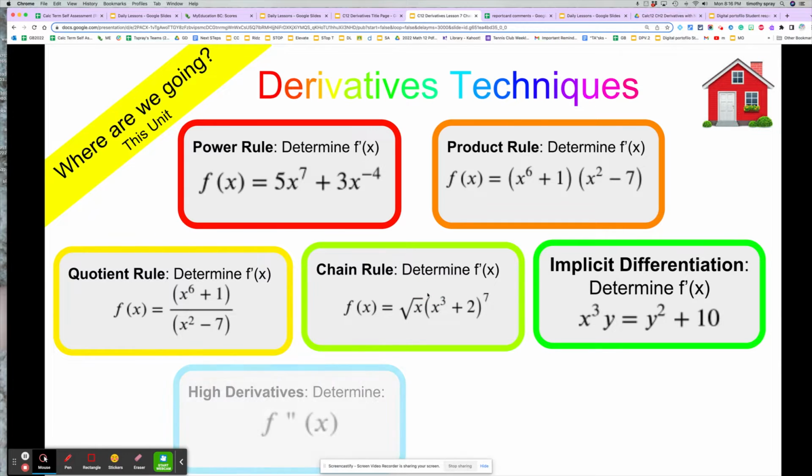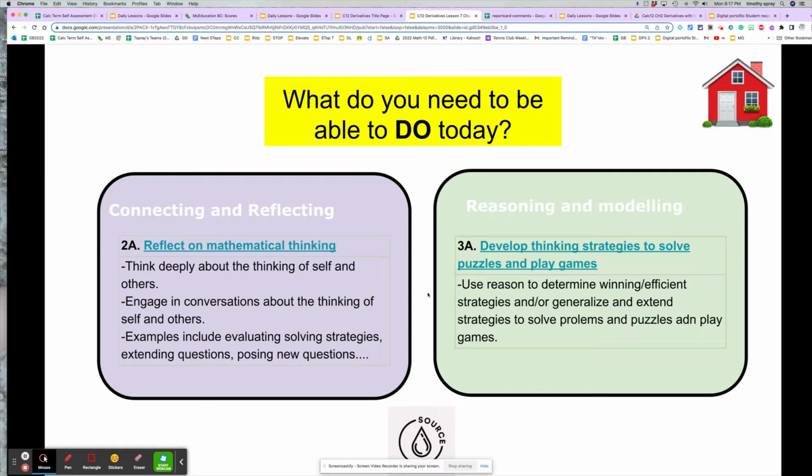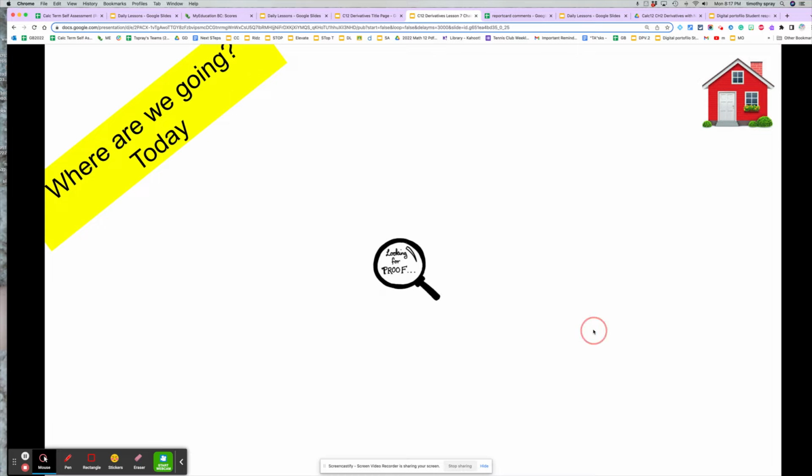rule here today. And once again, reflecting on your thinking and the thinking of others will help you have a much stronger understanding of what we're doing, and also developing thinking strategies. So thinking about how to be efficient with your strategies. How do you generalize so we can make predictions, and then we can extend strategies to solve problems and puzzles. All right, so let's get in.